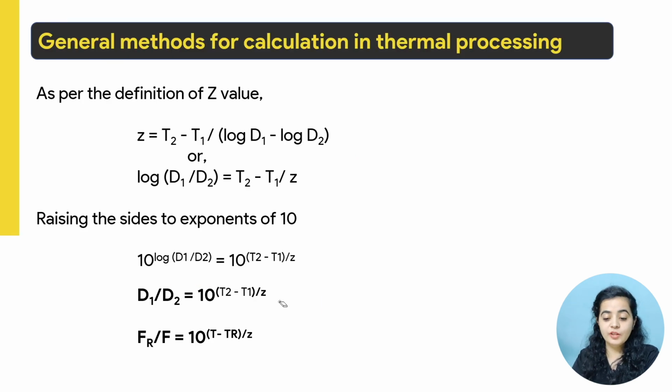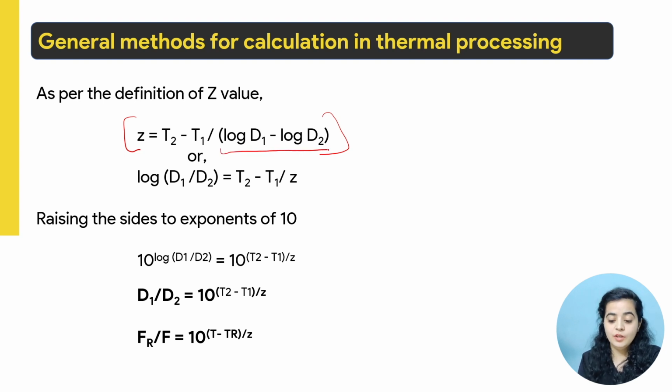Now we move to general methods for calculation in thermal processing. Now this will give you the formulas that are very, very important at the time of numerical solving for thermal process operations. As per the definition, we know Z value is equal to T2 minus T1 divided by log D1, that is the decimal reduction time, minus log D2, or we can rearrange it as log D1 upon D2 is equal to T2 minus T1 divided by Z.